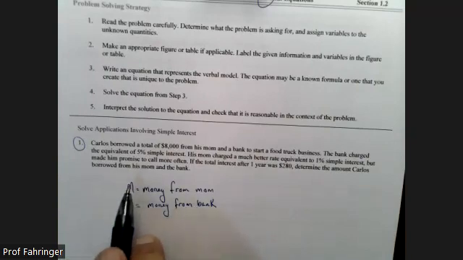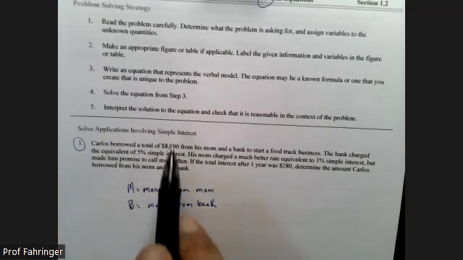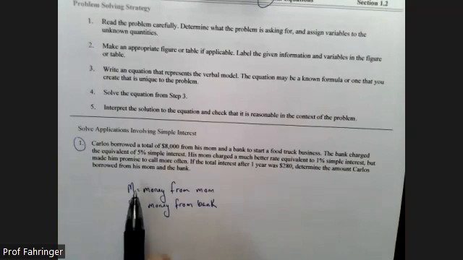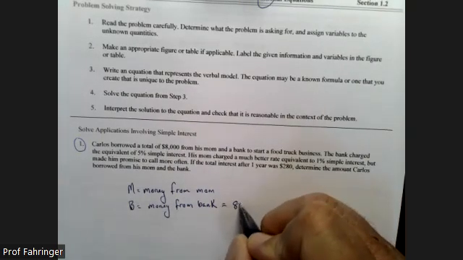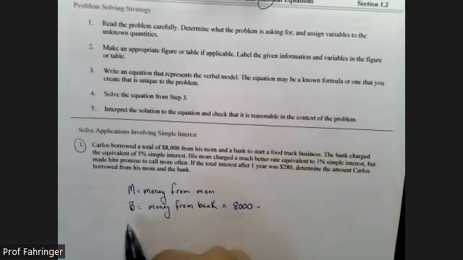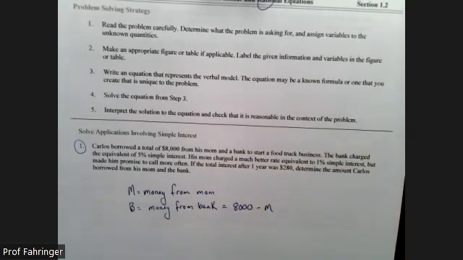So if I knew how much was from mom, like say he borrowed 1,000 from mom, how much would be from the bank? If the total is 8,000 and he borrowed 1,000 from mom, how much is from the bank? 7,000. How'd you get that? Subtract 1,000 from 8,000. Yeah. So bank is also going to equal 8,000 minus mom.